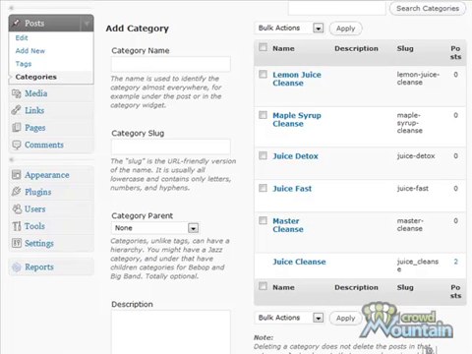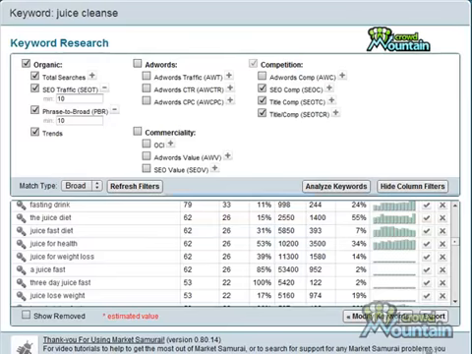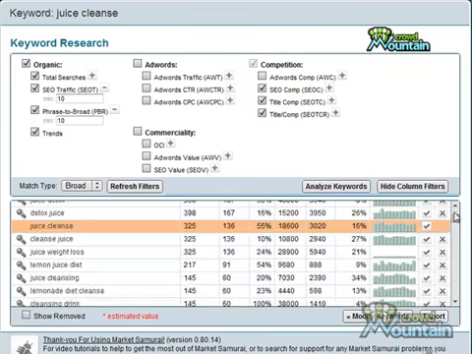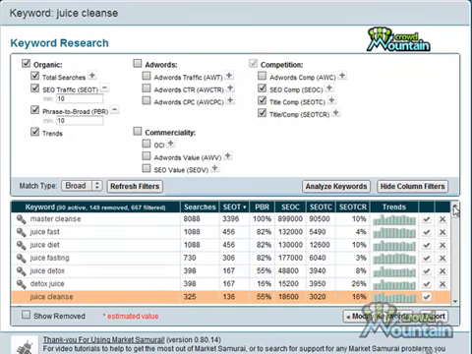Don't pick keyword phrases that are ridiculously competitive. You don't want to pick something like diet, just like you wouldn't pick that for your main key phrase. But you can go overboard a little bit in your competition, like I did with Master Cleanse here, because I'm not actually going to try to rank for Master Cleanse. I'm going to try to rank on individual pages for sub keywords related to Master Cleanse, and Master Cleanse itself is related to a juice cleanse.